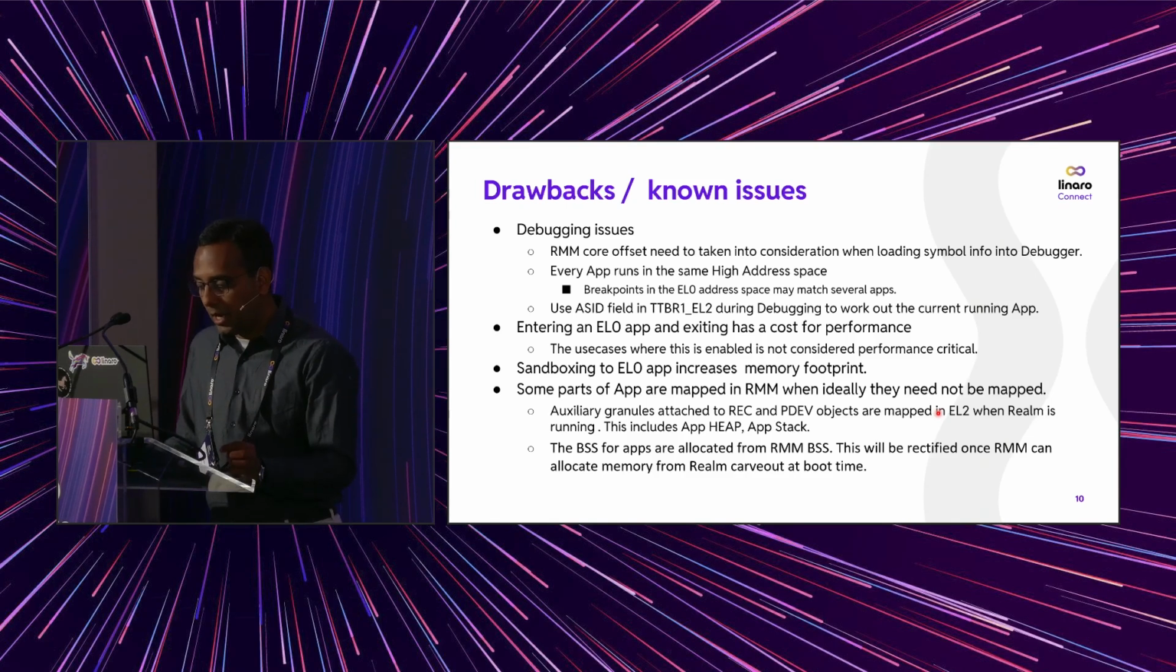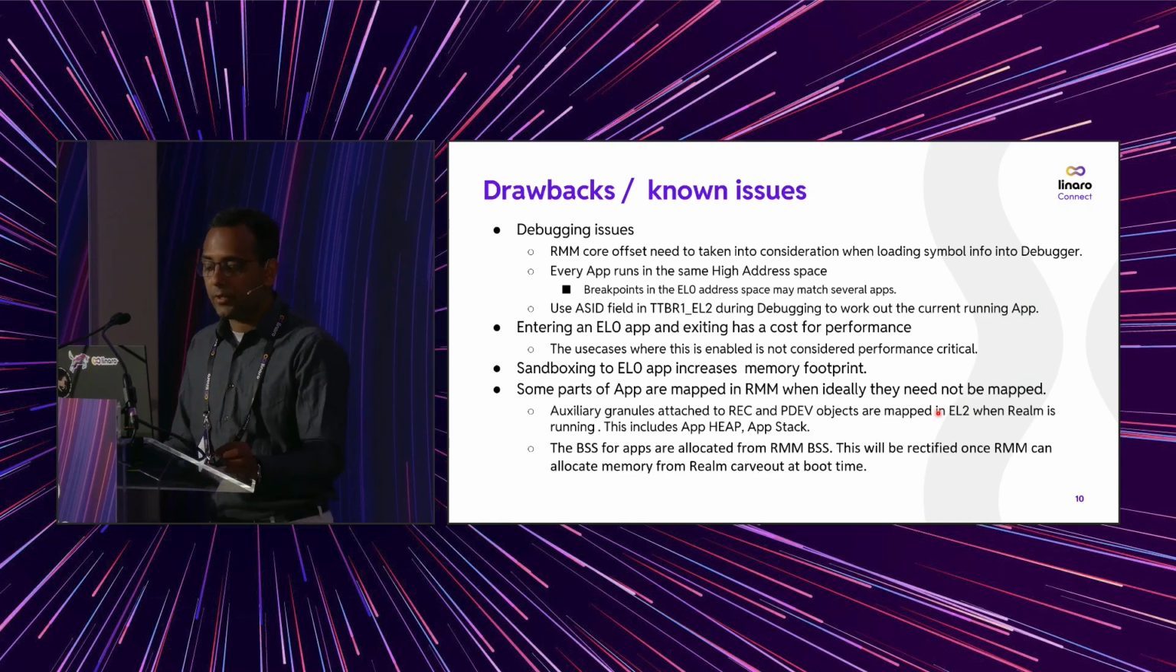Some parts of our app are currently mapped in RMM when ideally they need not be mapped. As I mentioned, we have these aux granules in the rec and pdev. Because this is an initial implementation, we have not optimized this part. So the aux granules are getting mapped into the RMM address space when the rec is running. This need not be the case. We don't need to have the aux granules mapped when the rec is running. So that's an optimization we can do.